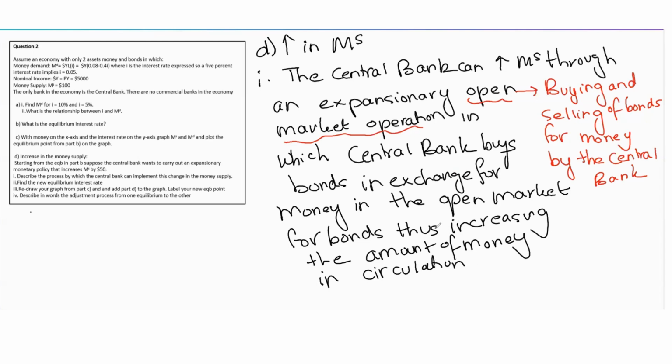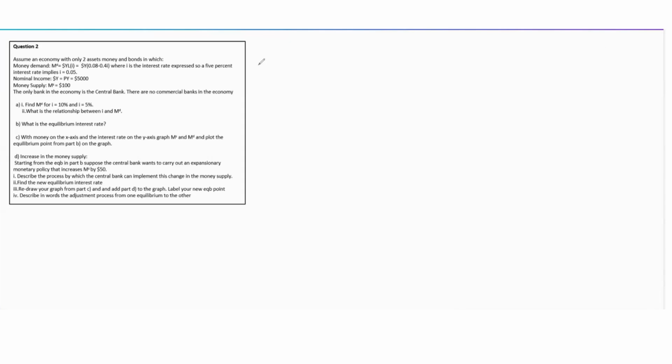So the first part was about how the central bank can increase money supply. That's one expansionary open market operation in which you can buy bonds for money, increasing the amount of money in circulation. So now part B is we want to find the new equilibrium interest rate after the central bank has increased the money supply. So we know equilibrium interest rate is where MS is equal to MD.